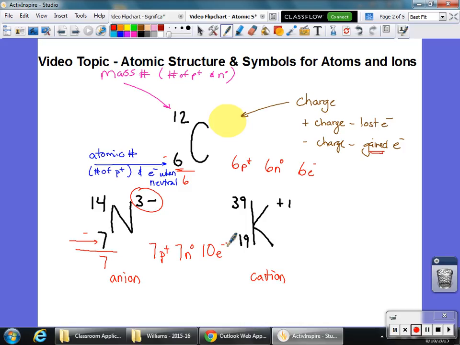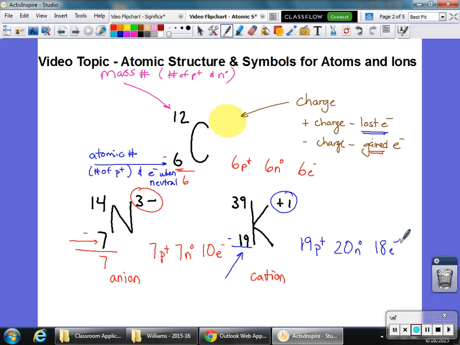Potassium, the cation, is just the opposite. Similar to start, we know that first off there are 19 protons because the atomic number is 19. We know if we take 39 minus 19, that gives us 20 neutrons for that ion. And lastly, since it is a +1, we're starting with 19 electrons, but positive charges lose electrons, so 19 minus 1 would give us 18 electrons total for that ion.